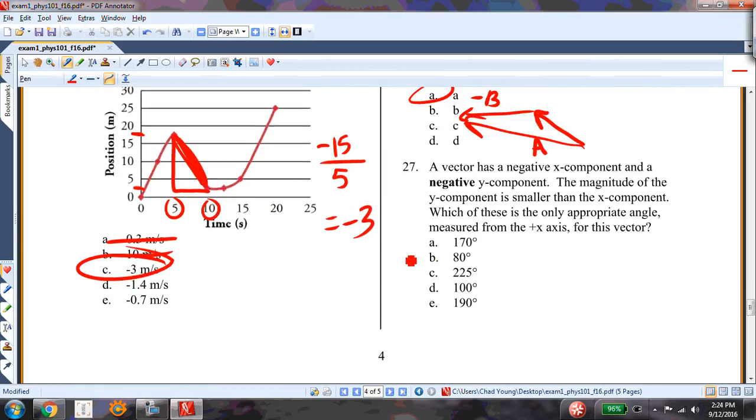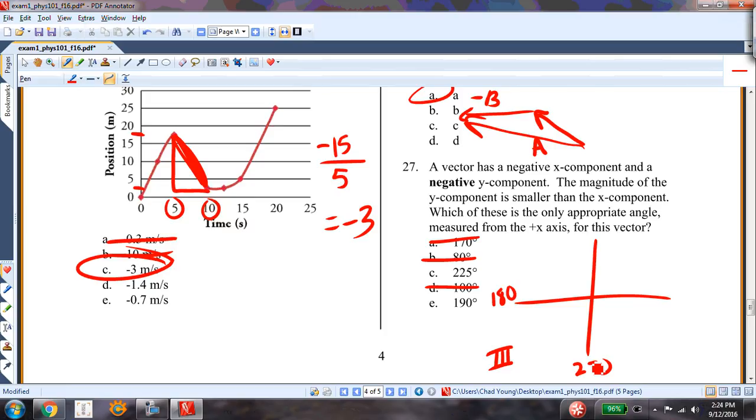And finally, 27. A vector has a negative x component and a negative y component. The magnitude of the y component is smaller than the x component. Which of these is the only appropriate angle? So it has both negative x and y components. That puts it over here in the third quadrant. So I can get rid of this one, this one, and this one. I know that it has to be somewhere between 180 and 270.